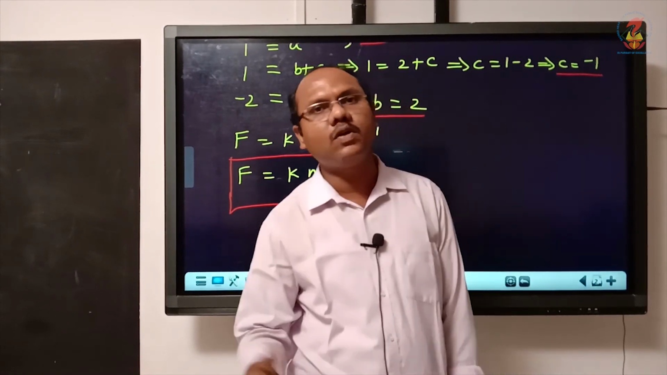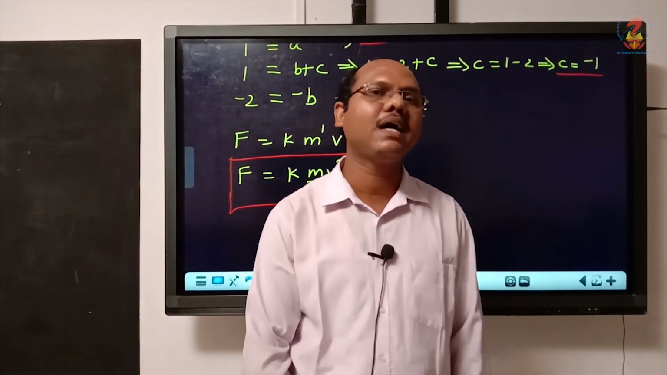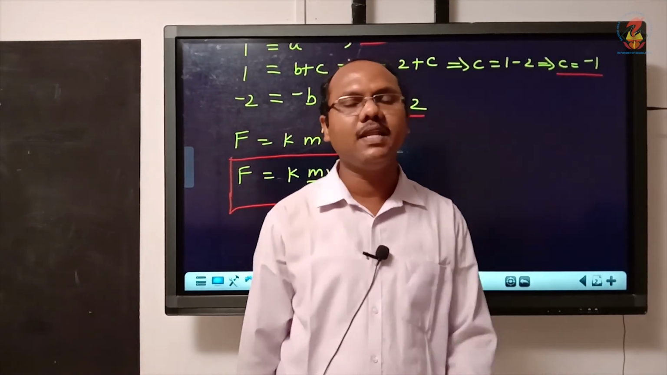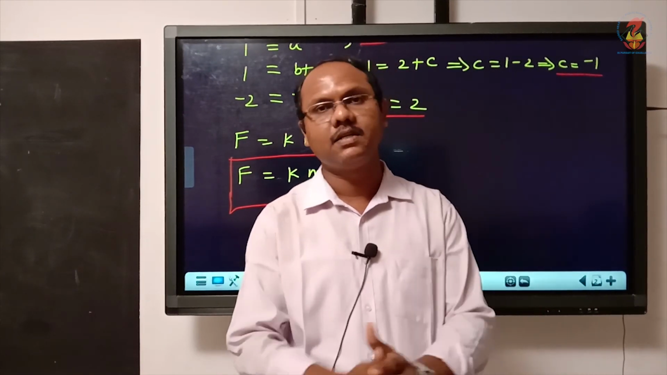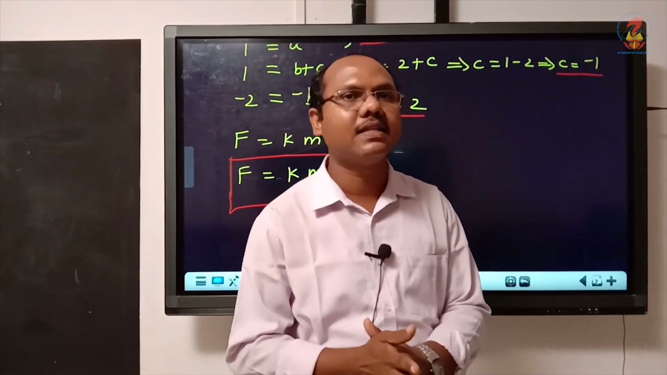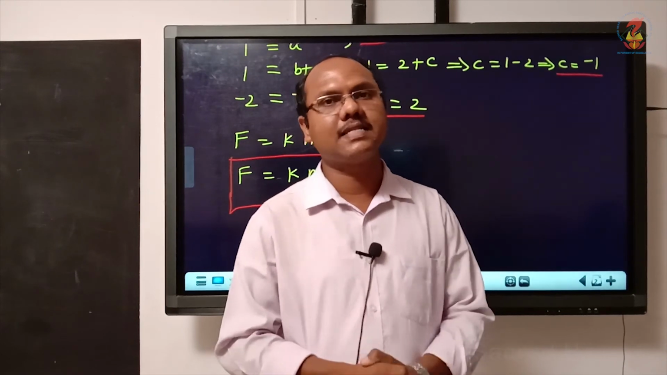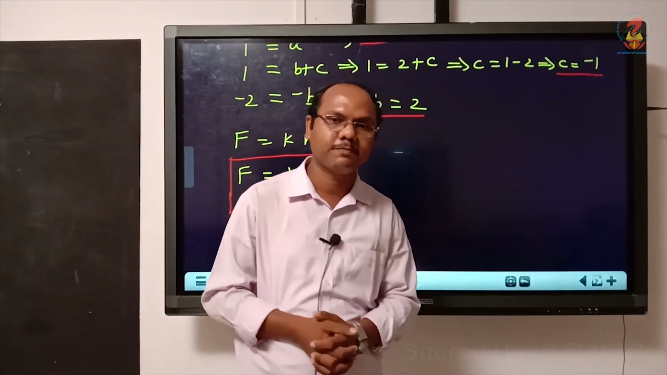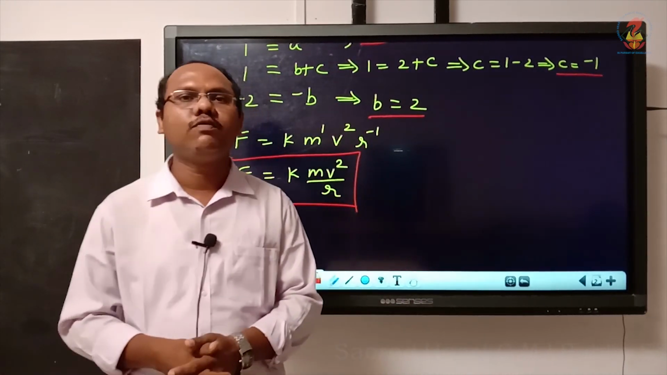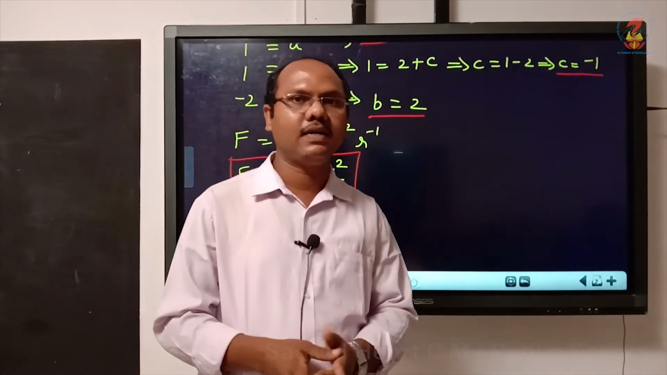And again, as I told, the value of K can be obtained only by other methods. So dimensionally this equation is correct. This is how we find the expression for the various physical quantities using dimensions. So that's all for the applications of dimension.